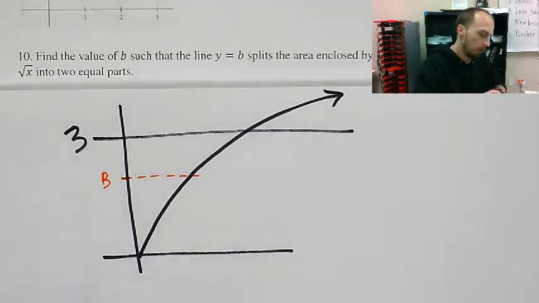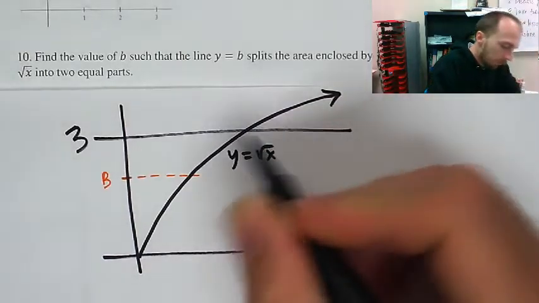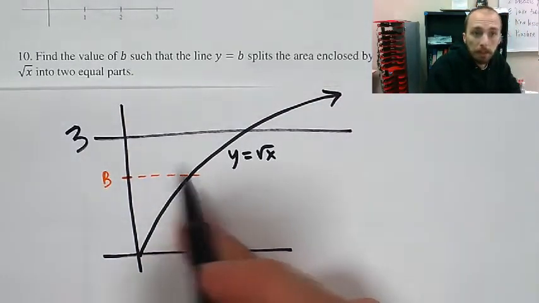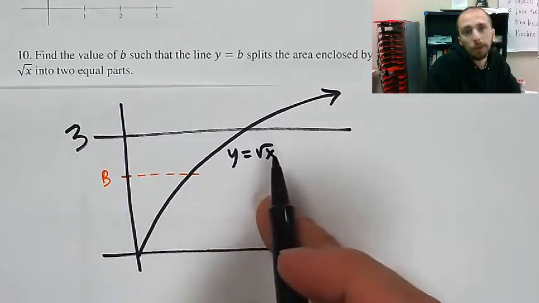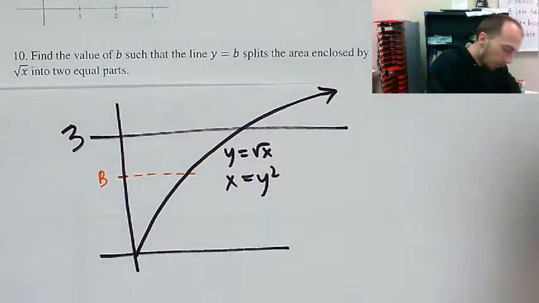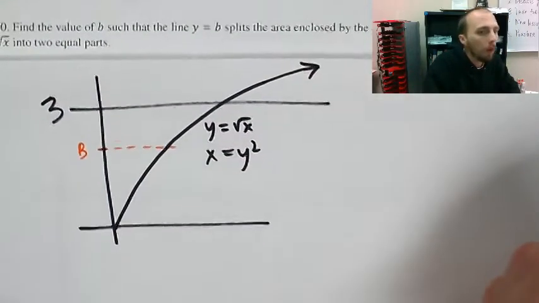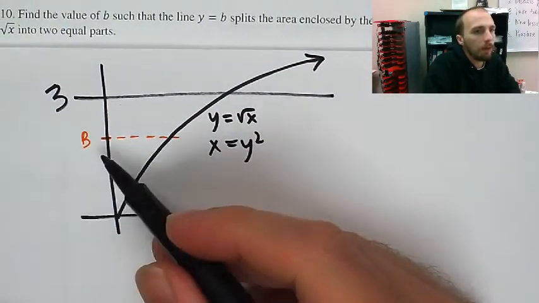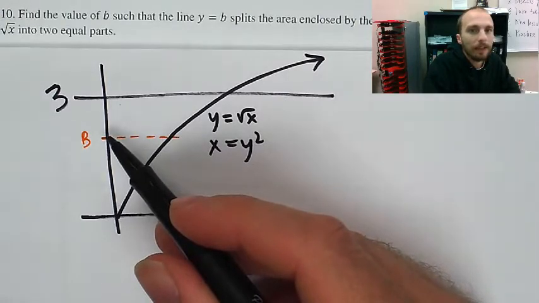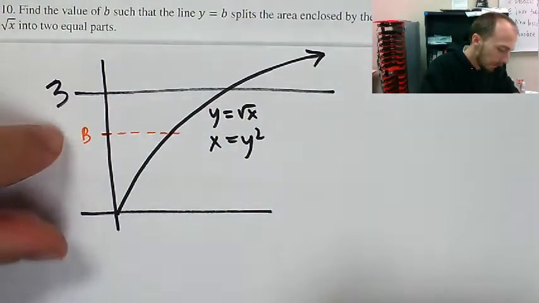Okay. What we're going to do is we're going to say, okay, wait, this is y equals the square root of x. And so if I was going to integrate right minus left in terms of y, I need to solve for x. So I'm going to square both sides, and I'll get x equals y squared. That will be helpful. This is y is going to run from 0 to 3. But we're saying that if I integrate from 0 to b, that's halfway from 0 to 3. Okay, that's one way that we could write an equation.